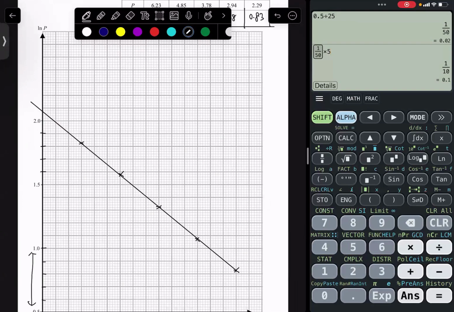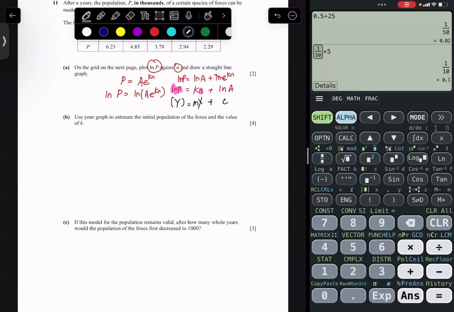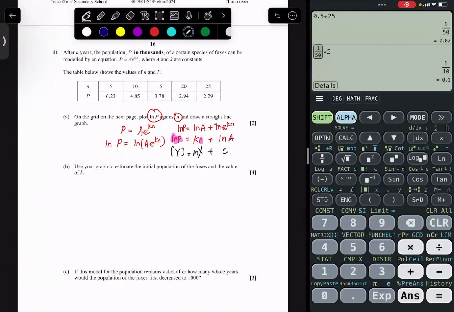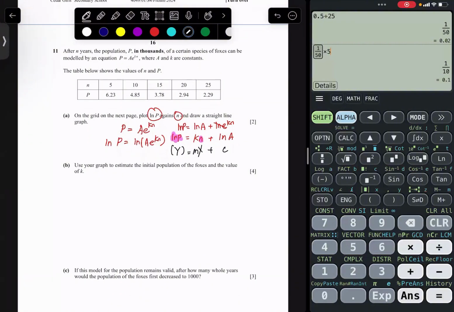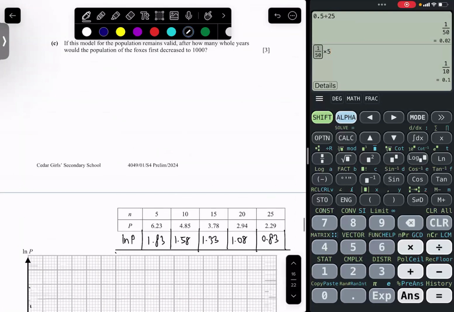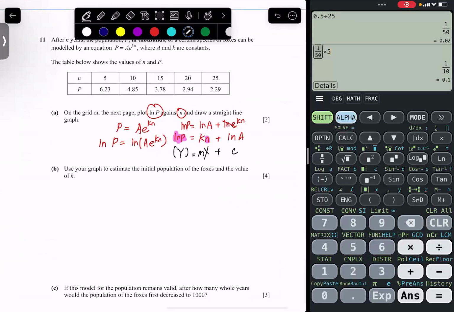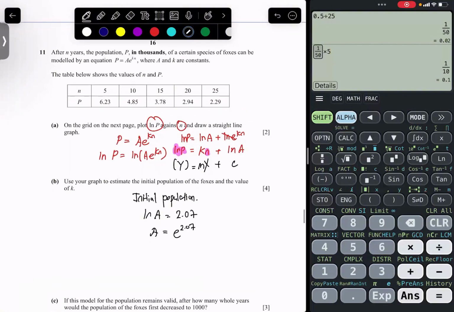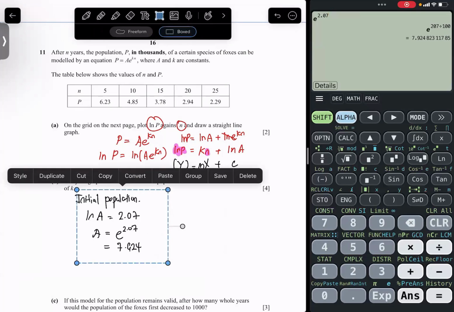So next, I want to find the initial population. The initial population of foxes means when n equals 0, so the value of the y-intercept is 2.07. So ln A equals 2.07, so A equals e to the power of 2.07. P is in thousands, so it equals e to the power of 2.07, which is 7.924 thousand.